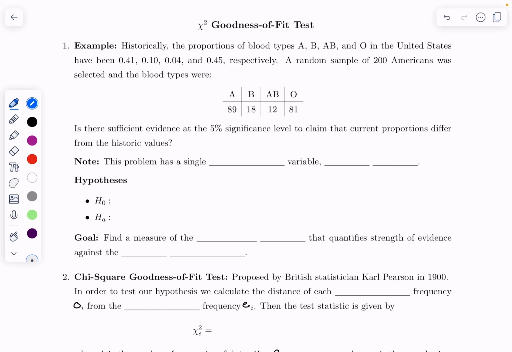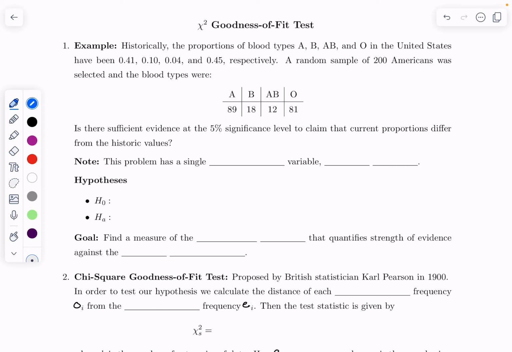So I'll start with an example. Historically, the proportions of blood types A, B, AB, and O in the United States have been 0.41, 0.1, 0.04, and 0.45 respectively. A random sample of 200 Americans was selected and their blood types were A, 89, B, 18, AB, 12, and O, 81. Is there sufficient evidence at the 5% significance level to claim that the current proportions differ from the historic values?